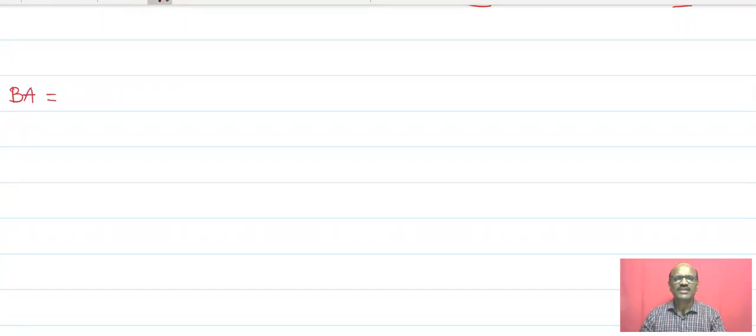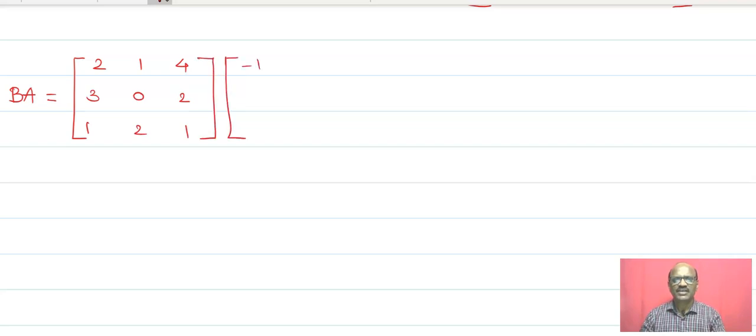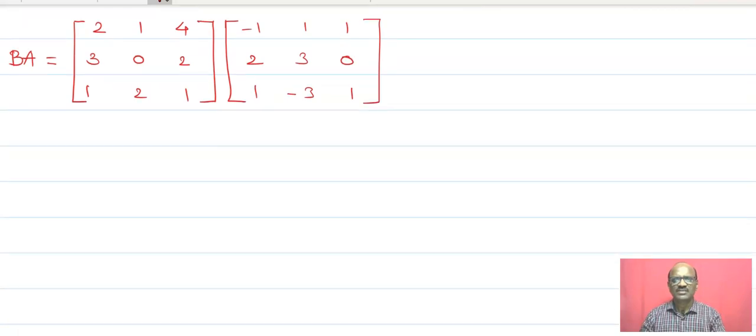Now next is find out BA. Now here is B: 2, 1, 4, 3, 0, 2, 1, 2, 1 is multiplied by A, that is minus 1, 1, 1, 2, 3, 0, 1 minus 3, 1. Now first row will multiply the first column. First row means what? 2, 1, 4. Multiplied with the first column means what? Second matrix first column, that is minus 1, 2, 1.